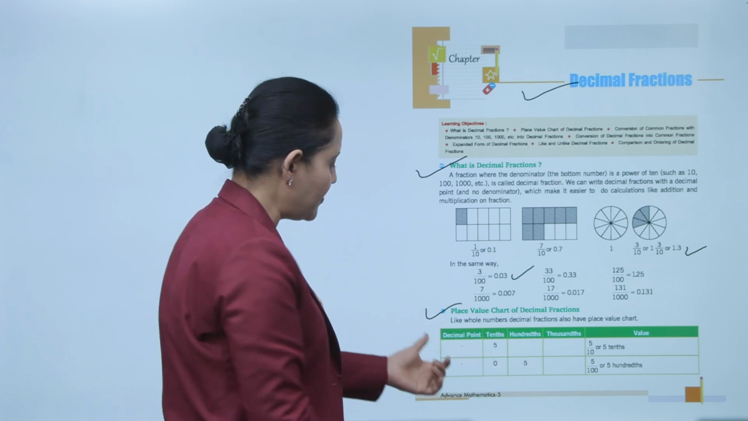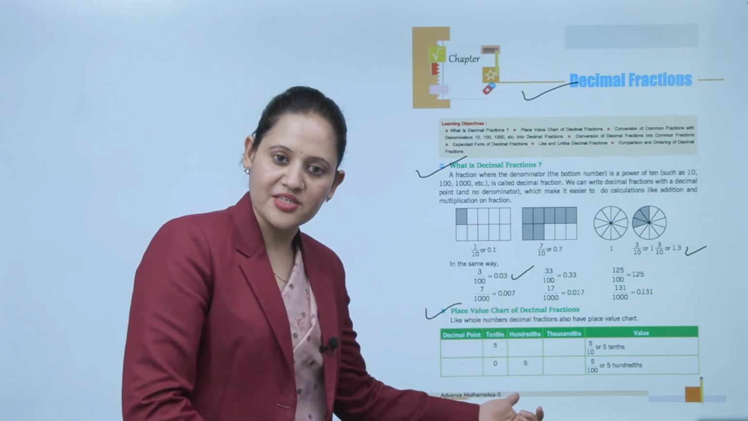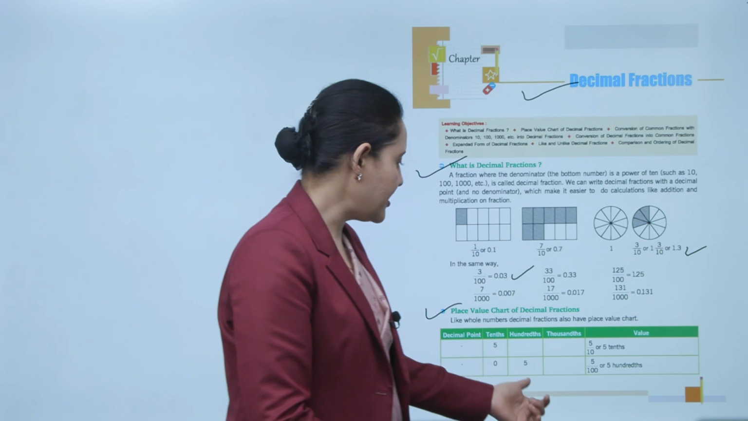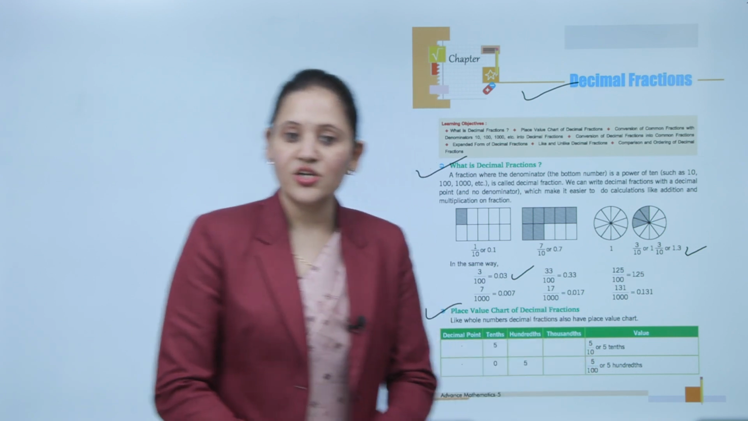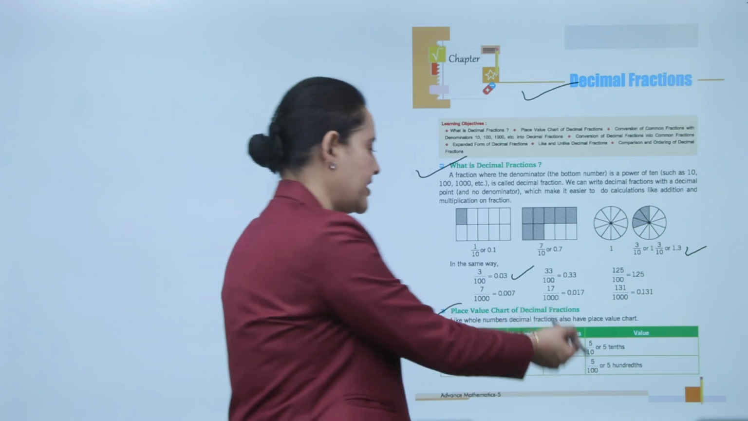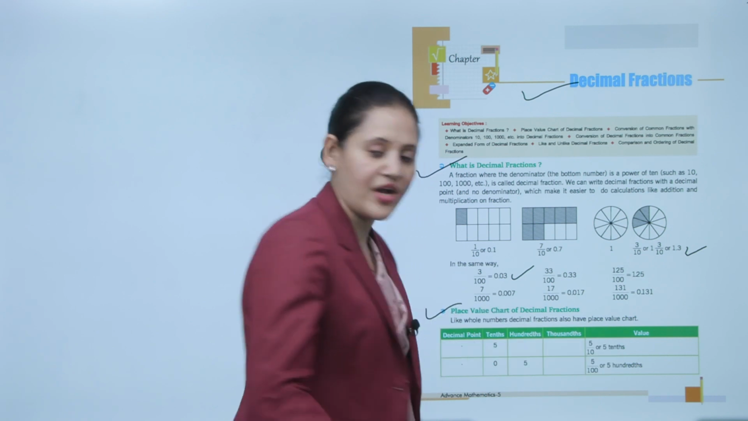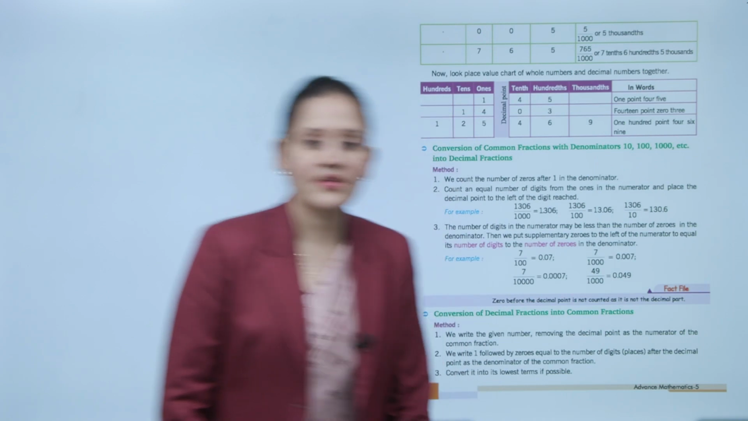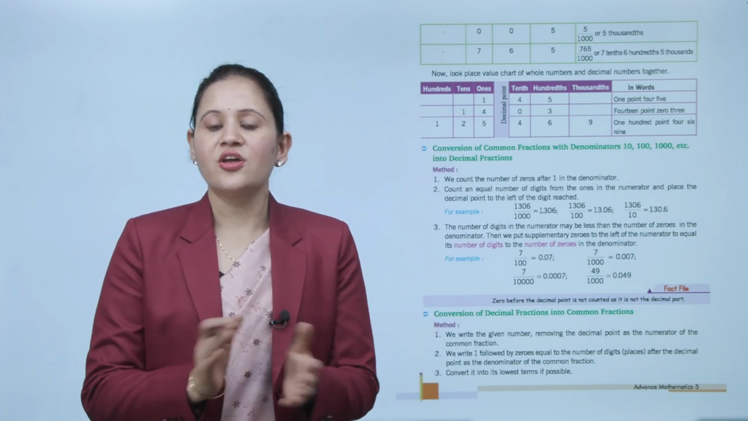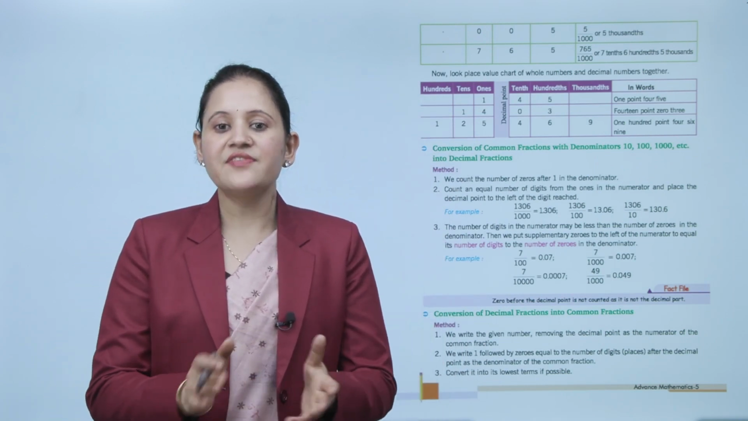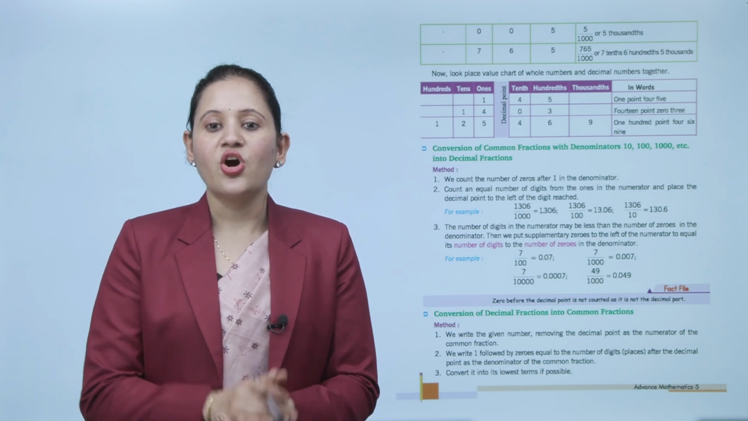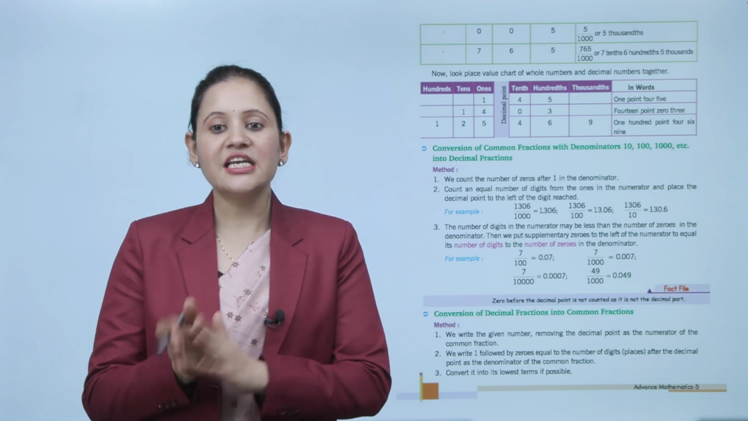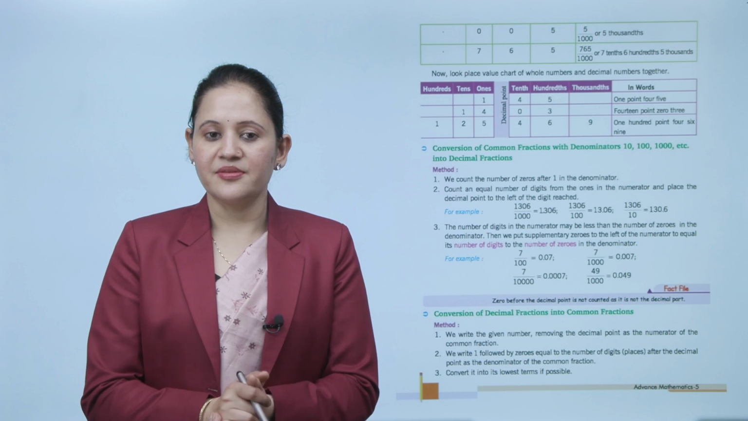So after the decimal point we start. The first place is tenths, then hundredths, then thousandths. So if it is 5 by 10, what will the value be? 5 tenths. 5 by 100 means 5 hundredths. 5 upon 1000 is 5 thousandths. 765 upon 1000 is 765 thousandths.